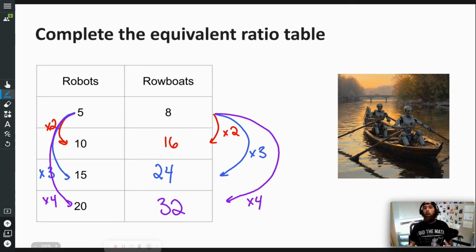What did we just do? We created a table of equivalent ratios. 5 to 8 is the same exact thing as 10 to 16, which is the same exact thing as 15 to 24, which is the same exact thing as 20 to 32. So that's how you do that.